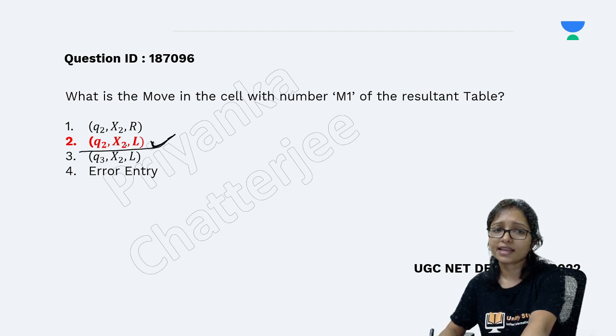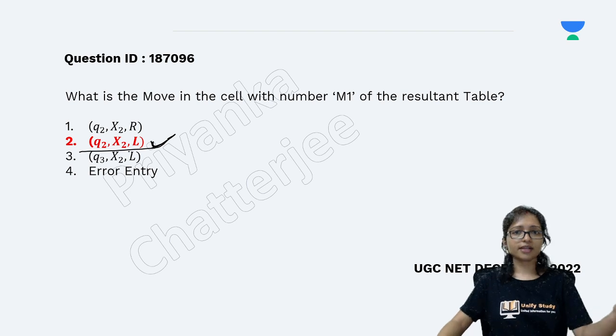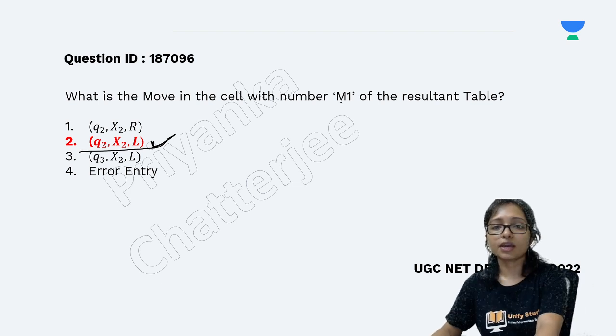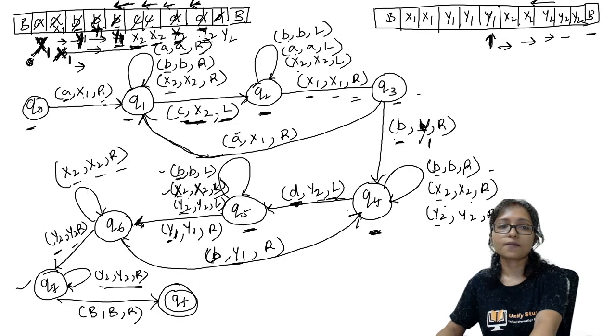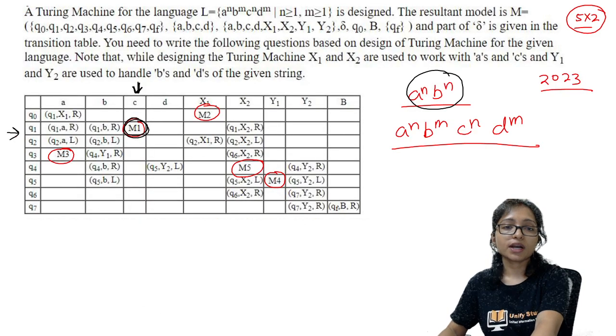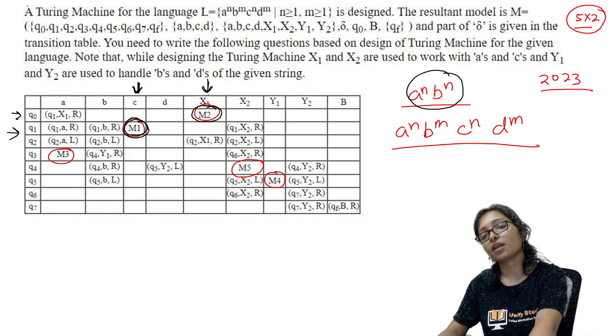Simple. Is it simple or not? Q2, X2, L. Yes, whenever the M1 value was asked, that was the answer. You can see this one. Now go to M2. What is M2? M2 is when you are in Q0 and you are getting X1. What will be the value?